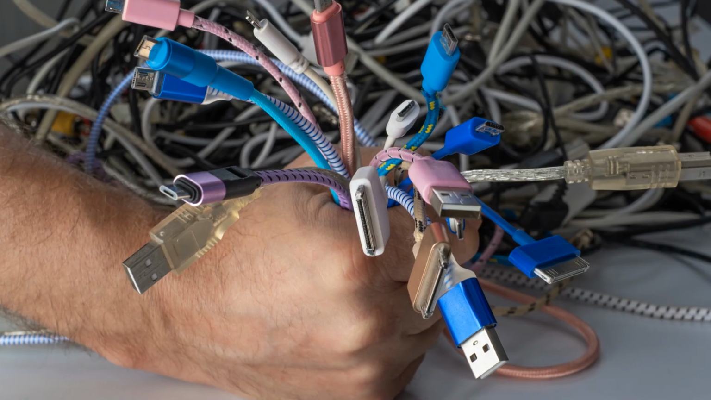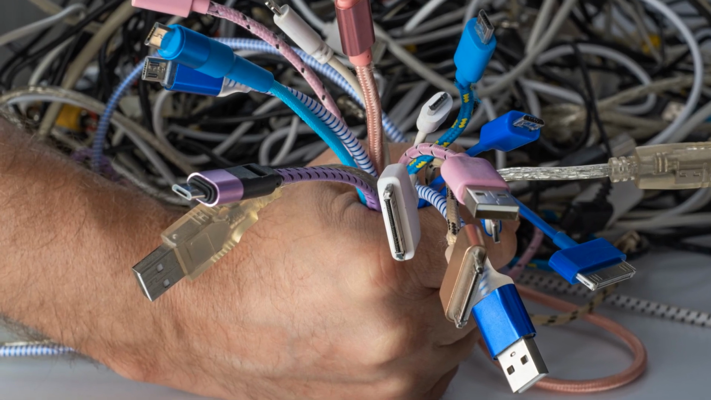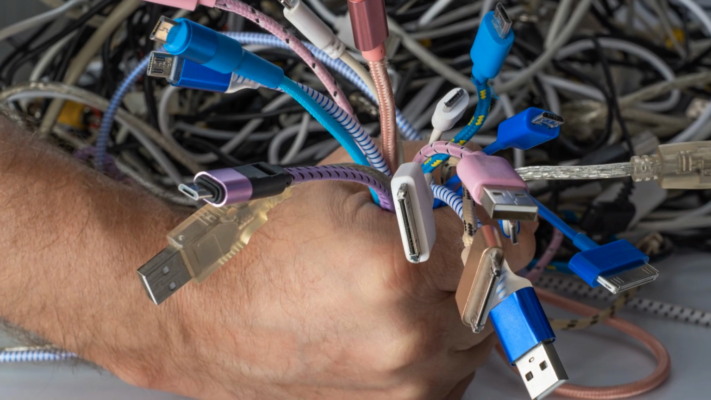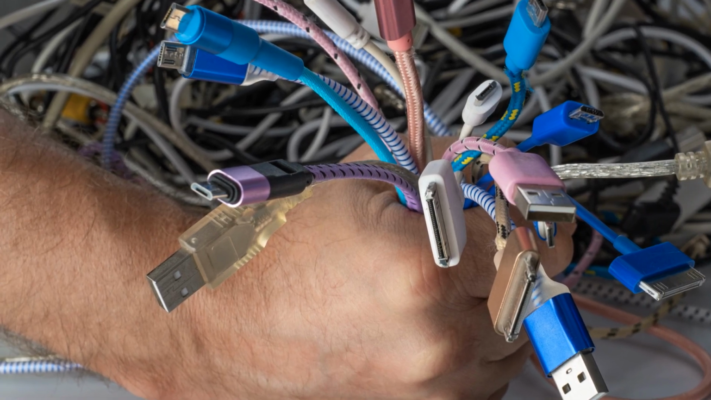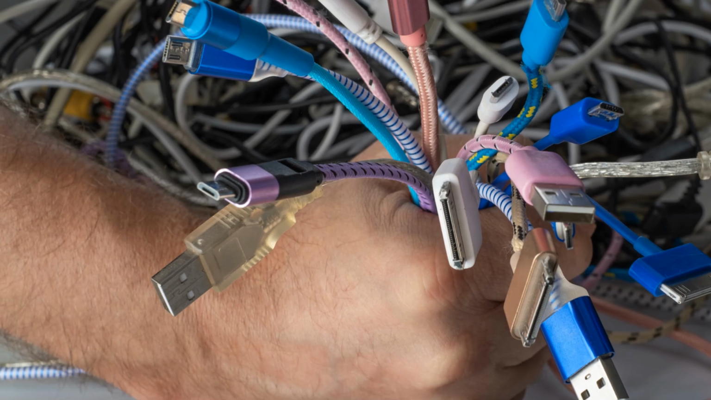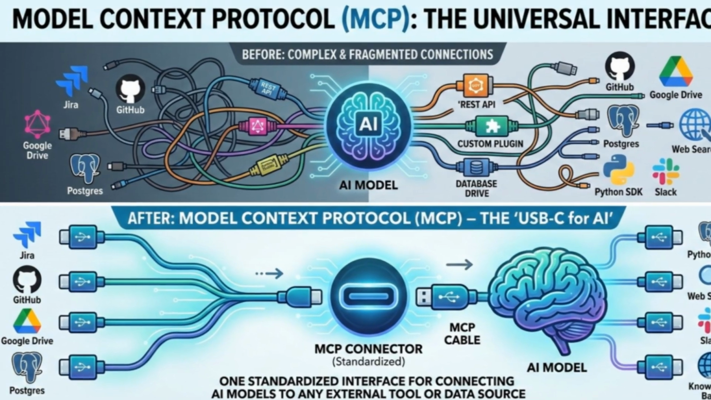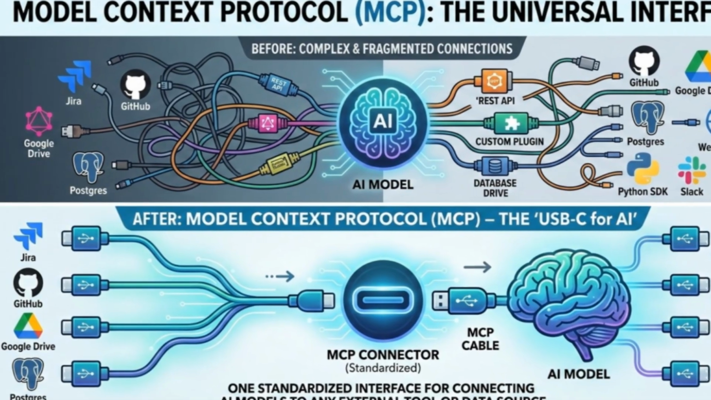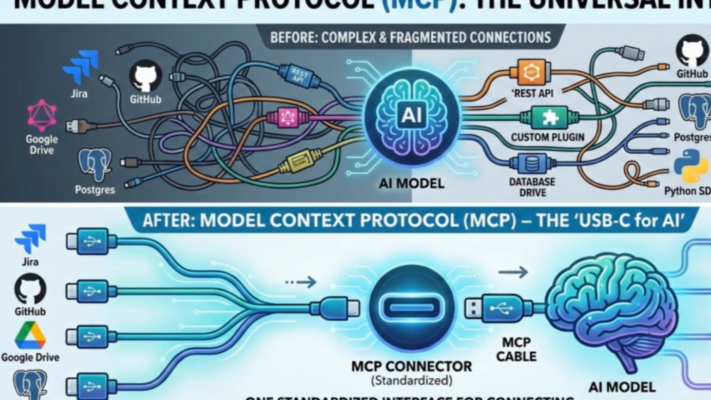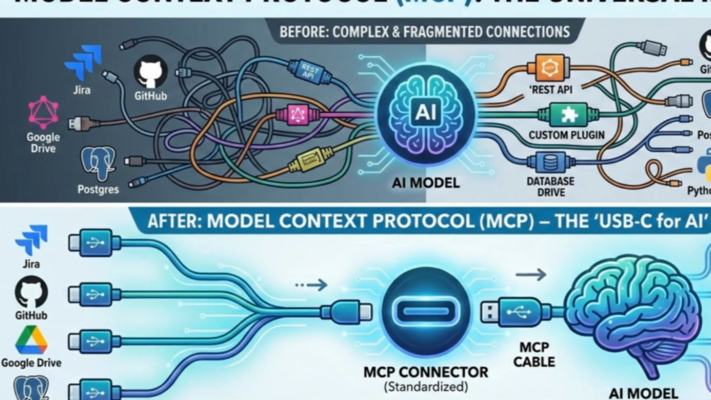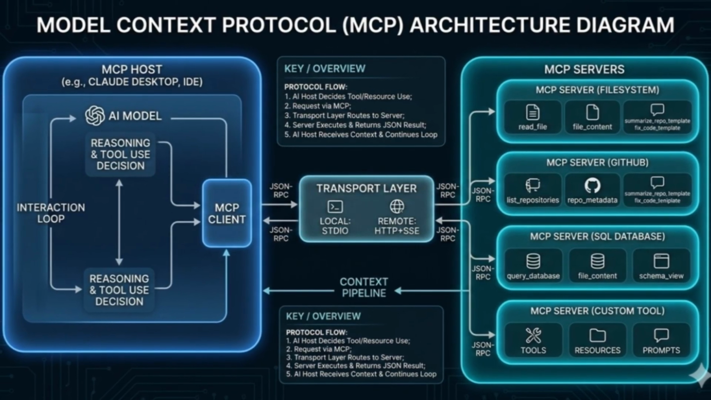Before MCP, every application needed custom integrations for every service. Want your AI to access Gmail and Slack and Google Drive? That's 3 separate integrations, 3 different authentication flows, 3 different maintenance nightmares. Model Context Protocol changed that. Think of it as USB-C for AI, one standardized interface for connecting AI models to any external tool or data source. MCP has a deceptively simple architecture with 3 core components.